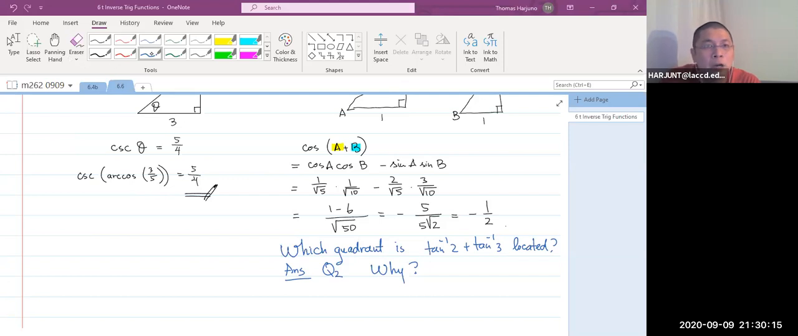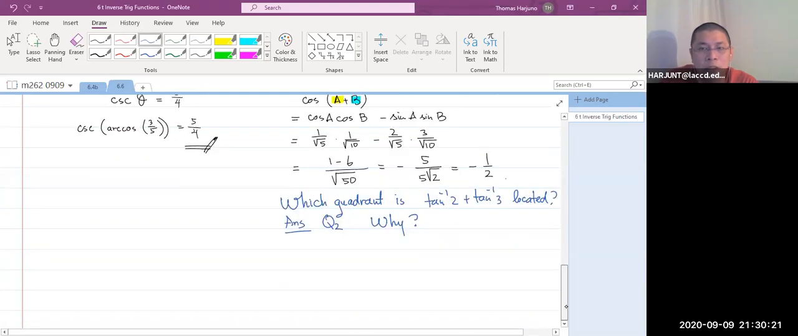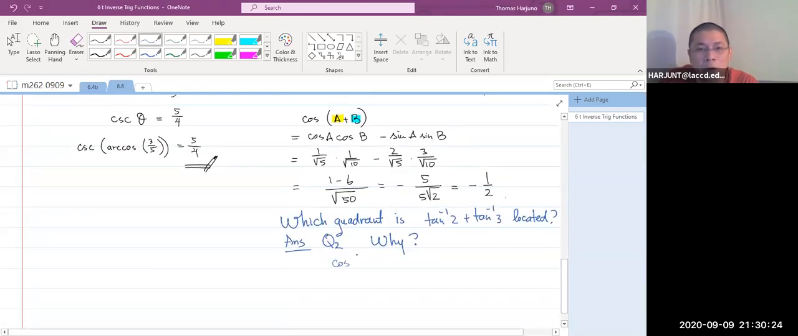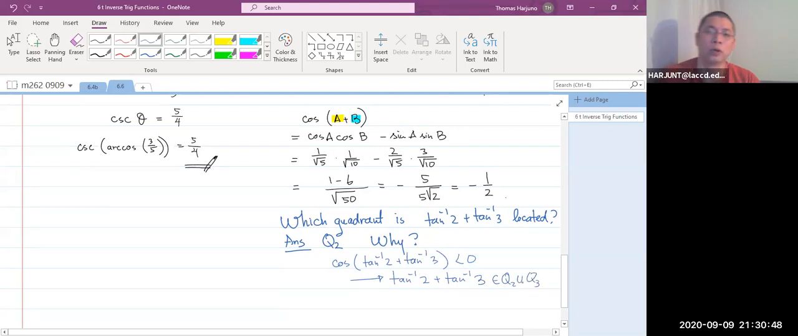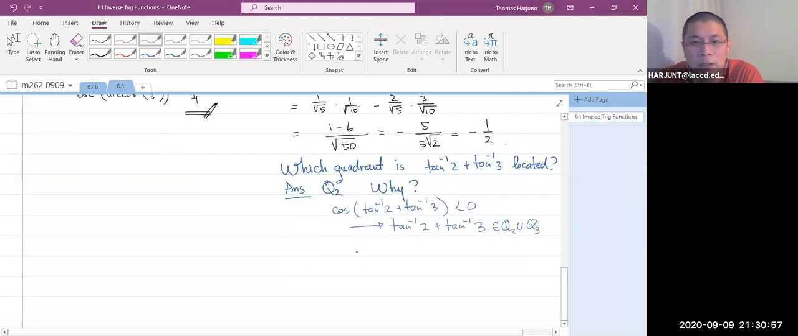Now the thing is, you need to combine two things. One of you says that because cosine is negative, cosine of tangent inverse 2 plus tangent inverse 3 is negative. Does it imply that the angle is in quadrant 2? The answer is no. We only know it is in quadrant 2 or quadrant 3. Another reason.